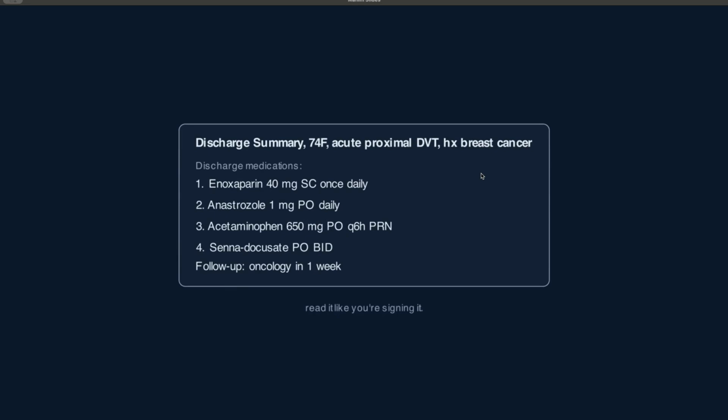Okay. Another thing I just wanted to highlight is this concept of automation bias. So I just put up this example. Let's say we have a discharge summary on a 74-year-old woman, acute proximal DVT, and then history of breast cancer. You just read this, right? And see if there's anything funky here. We'll come back to this, but just wanted to have you guys take a quick look.